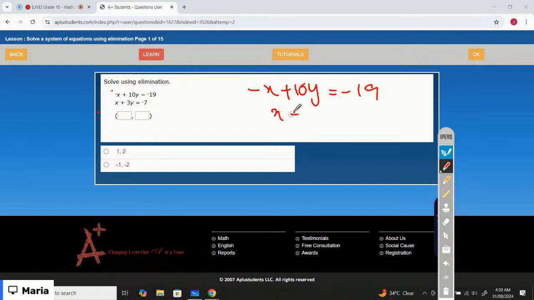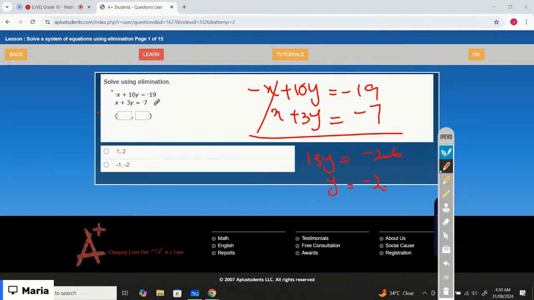So let's just add the equations, right? x minus x, they cancel out each other. 10y plus 3y makes 13y and negative 19 minus 7 makes negative 26, right? Divide both sides by 13, so y equals negative 2. Now you can put y equals negative 2 in any of the equations and calculate the value of x.